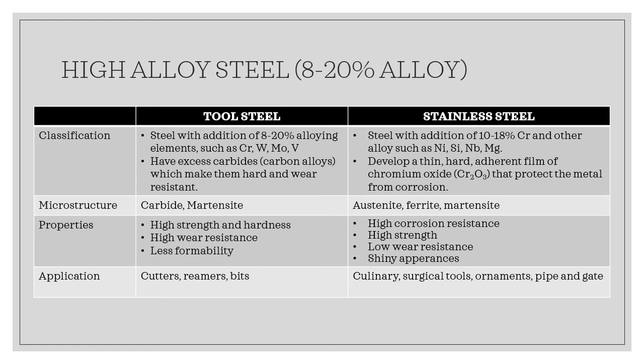The properties of tool steel are as before, which is high strength and wear resistant, while stainless steel is known for its high corrosion resistance, high strength, and shiny appearance. Applications of tool steel are usually for cutters, reamers, and beads, while stainless steel is used for ornament, pipe, grating, and also culinary application.